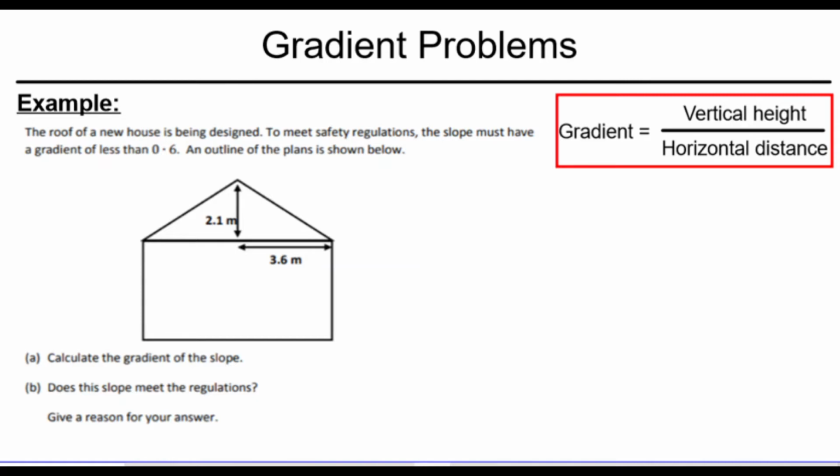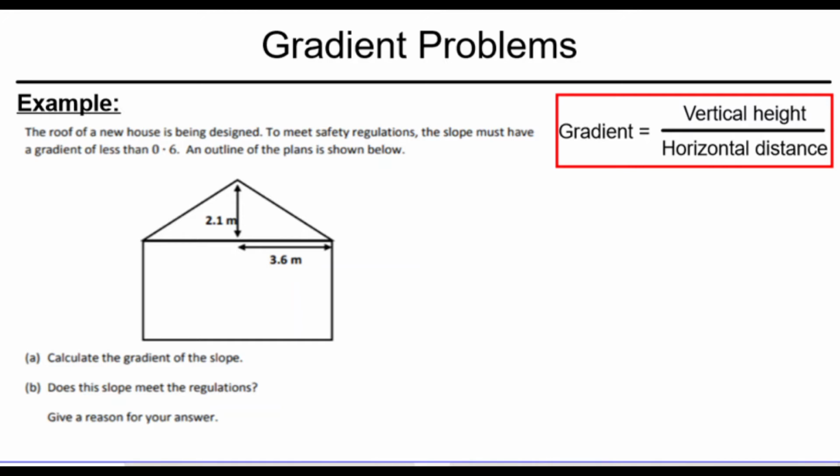I've got a roof of a new house and it's being designed. To meet safety regulations, the slope must have a gradient of less than 0.6, and I've got an outline of the plan there. So basically my slope of my roof can't be too flat, but it also can't be too steep. I want it to ideally be less than 0.6 here as a gradient.